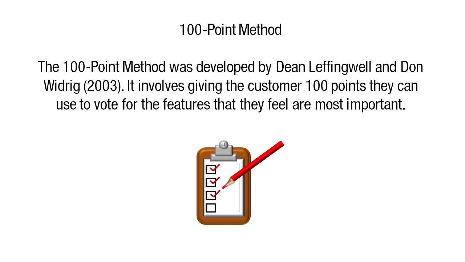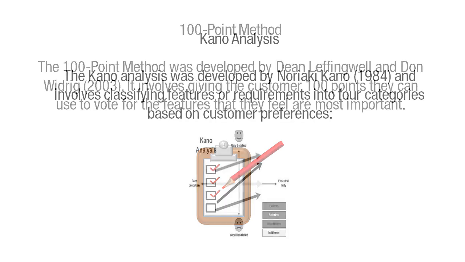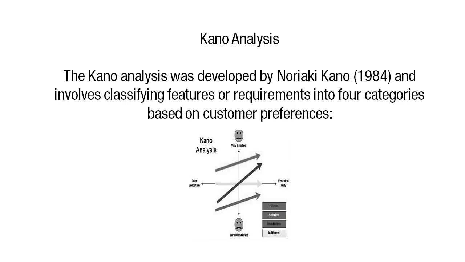Next, the 100-point method. The 100-point method was developed by Dean Leffingwell and Don Widrig in 2003. It involves giving the customer 100 points that they can use to vote for features that they feel are the most important. Kano analysis is another popular technique.